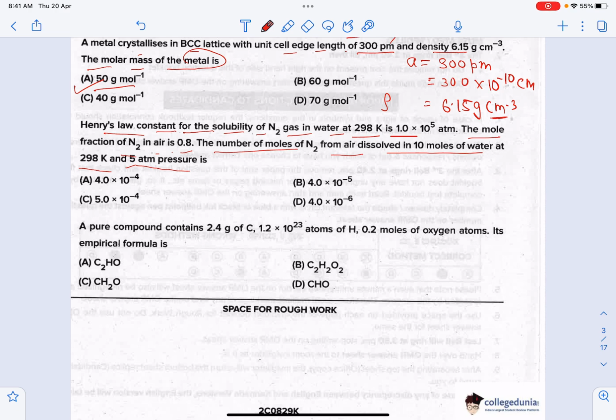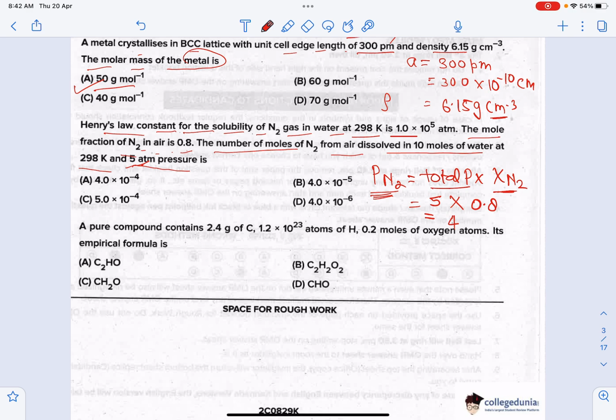Now here, what is the partial pressure of nitrogen? Partial pressure of nitrogen will be total pressure multiplied by the mole fraction of nitrogen. Total pressure is given as 5 atmosphere, multiplied with the mole fraction of nitrogen, which is given as 0.8. From here we can get the partial pressure of the nitrogen gas. So it will be 4.